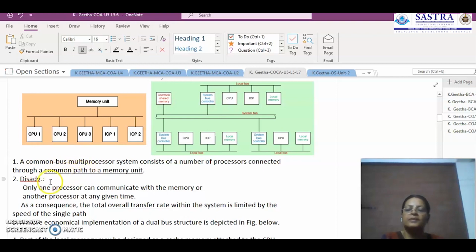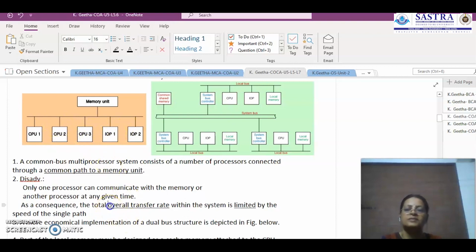So what is the problem with this? Here only one processor can communicate with the memory, or with another IO processor, at a given point of time. If more than one device wants to communicate, they will end up in a conflict. So who has to use the bus and how long they can use it will always be decided by the controller, the system bus controller. In this setup we have the system bus controller, whereas in another setup there could be some processor dedicated as a master processor, which can decide how long the remaining processors can make use of the common infrastructure.